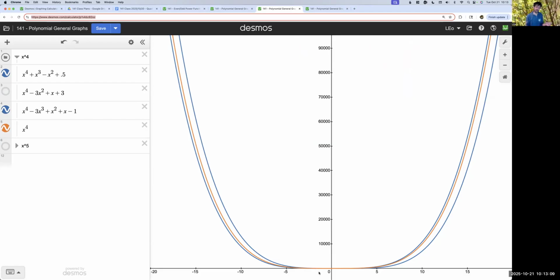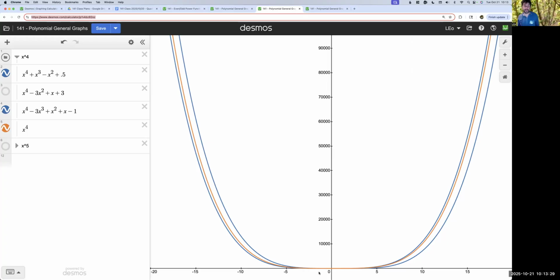We're zoomed out pretty far. None of that stuff matters from this perspective, right? It's all lost in there. We can't see the difference. And our polynomial just looks like x to the 4th in the sense that it's just getting larger and larger as we go towards positive and negative infinity.